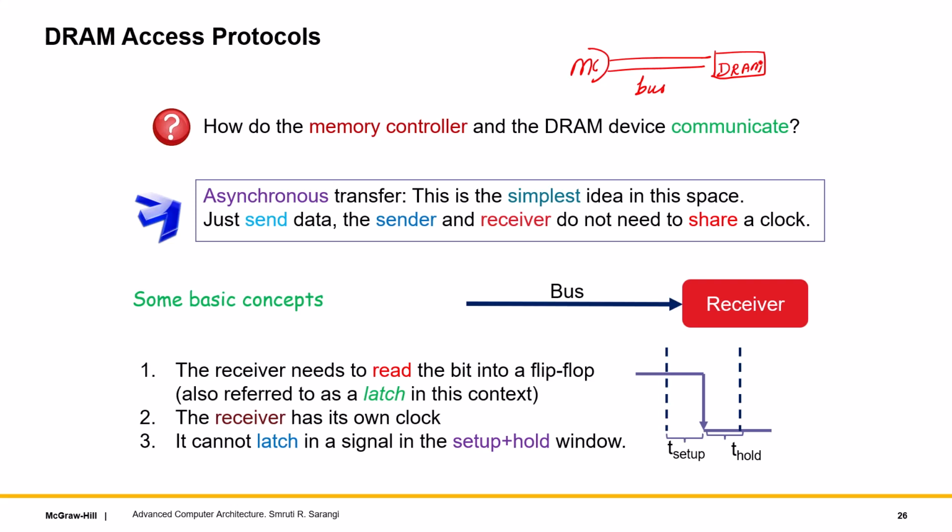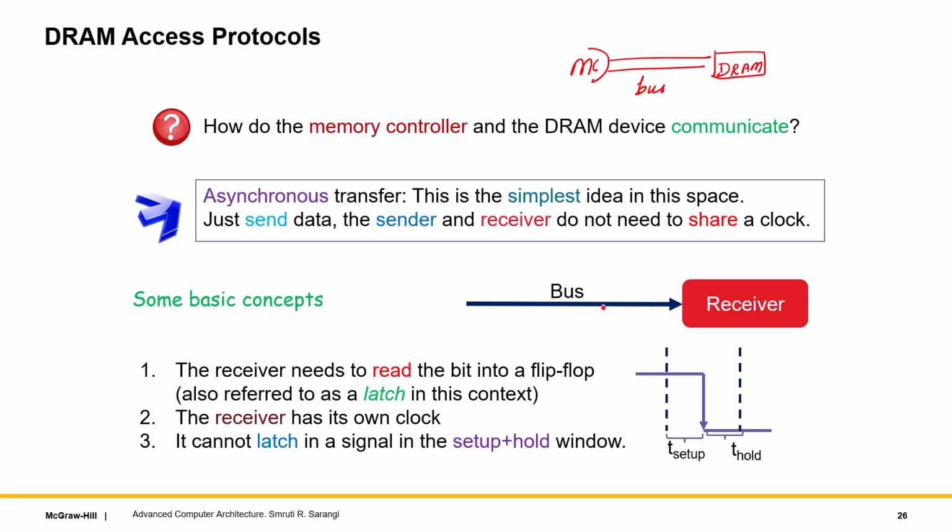The problem stems from the fact that the sender and the receiver, be it the memory controller or the DRAM, don't share a clock. As a result, synchronization becomes difficult. The idea is something like this: you have the bus, and the receiver could be anybody, the DRAM or the memory controller.